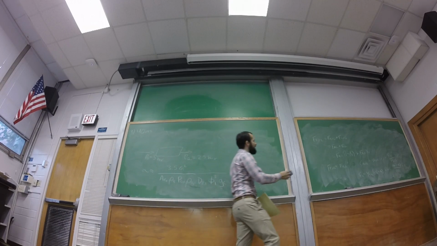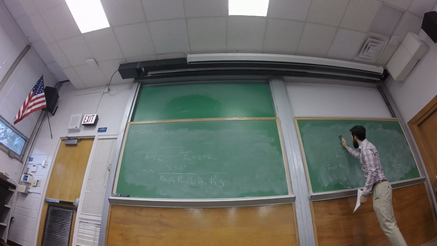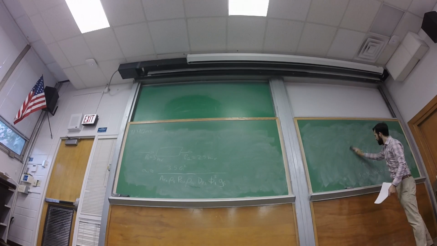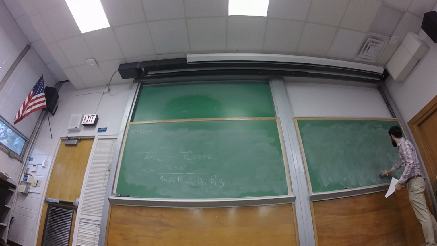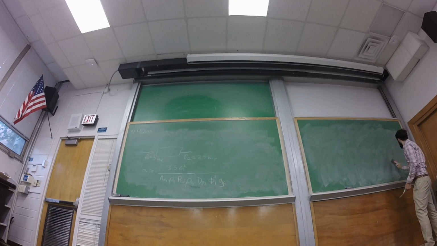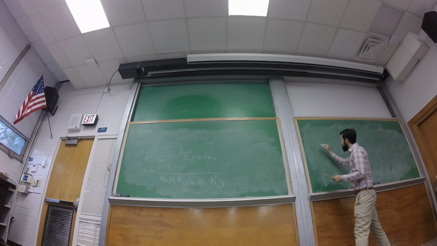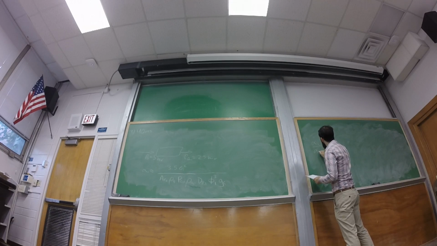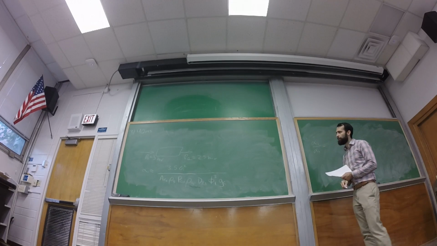So how do I relate the first and second alphas? Can you divide them? Yeah, I want to take the ratio. So alpha 2 over alpha 1. What stays and what cancels out?